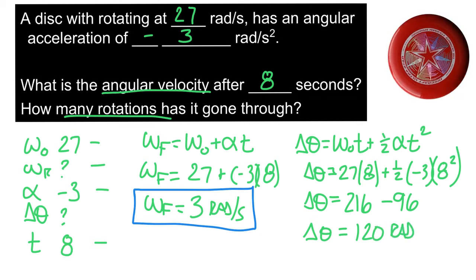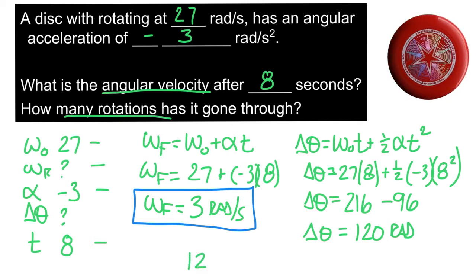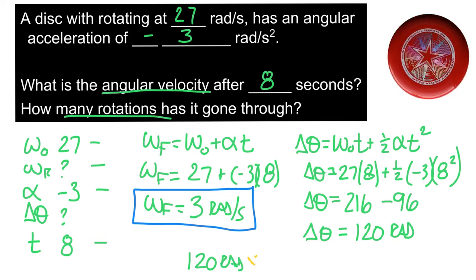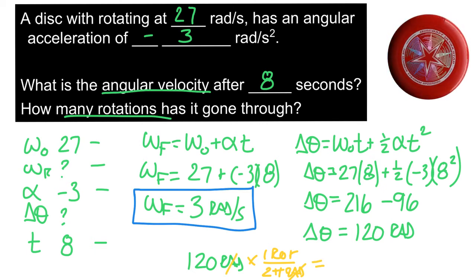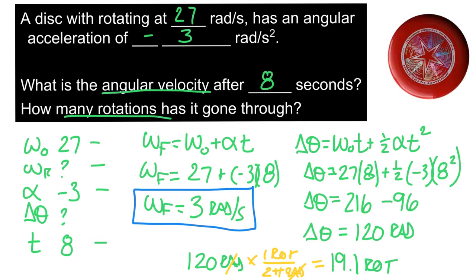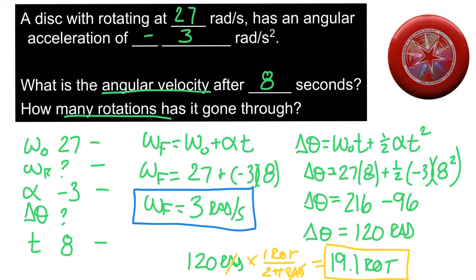And remember, our units for theta are radians. But that's not what the problem asks. The problem says how many rotations. So now we've got to do a little conversion. We have 120 radians. And we know that one rotation is 2 pi radians. So my radian units cancel out. So I have to do 120 divided by 2 pi, which comes out to just over 19.1 rotations. And again, just always make sure that you look back and answer the question that's being asked.